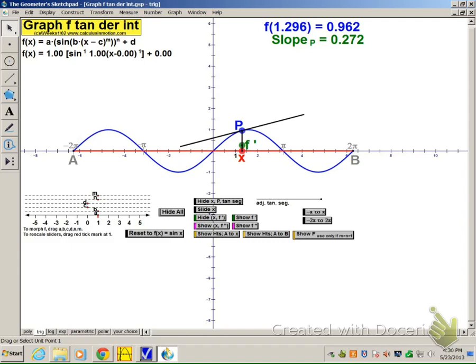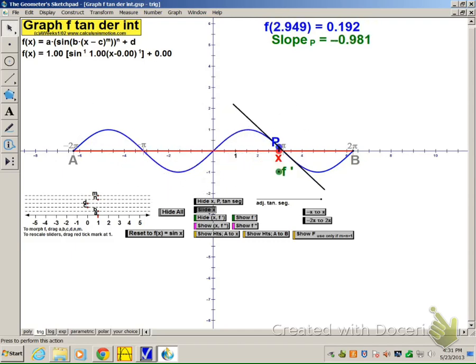The other thing I want you to make a connection with is that when f prime is negative, f prime is under the x-axis. And when f prime is positive, f prime is above the x-axis. So let's just say I asked you to graph the derivative of f of x. Let's say you didn't know that f of x was the sine of x and that f prime is cosine.